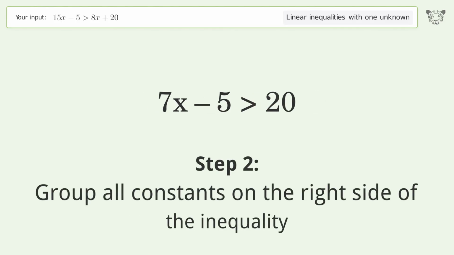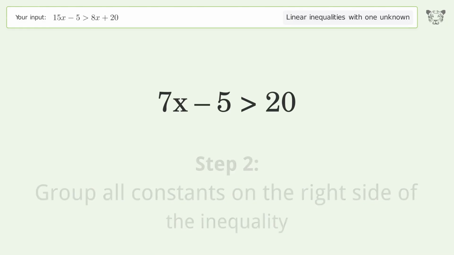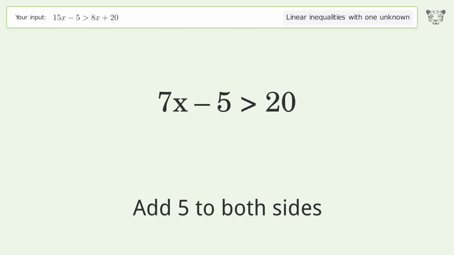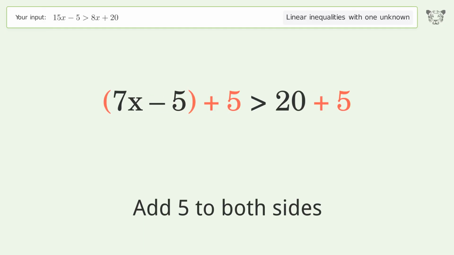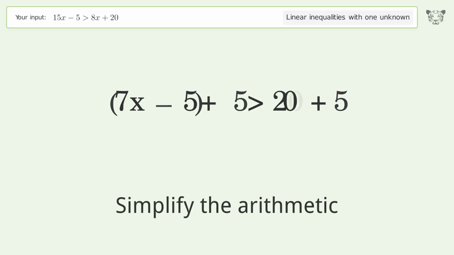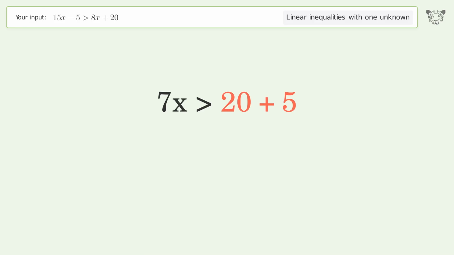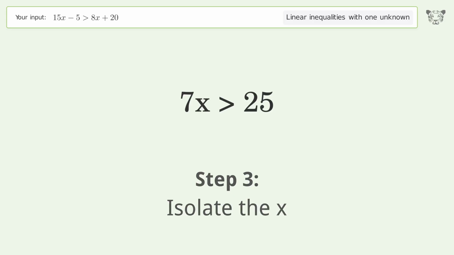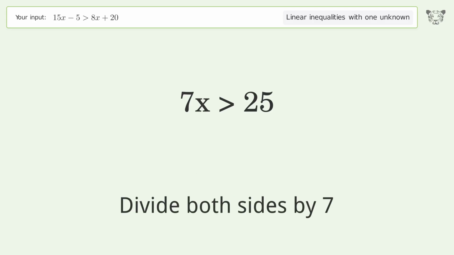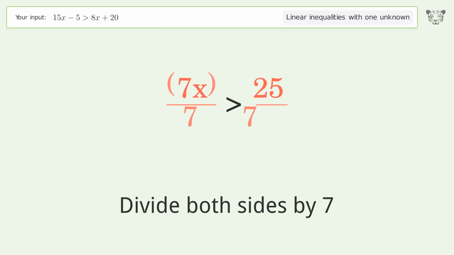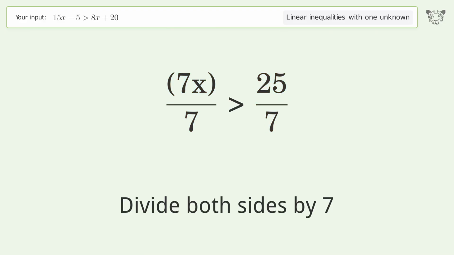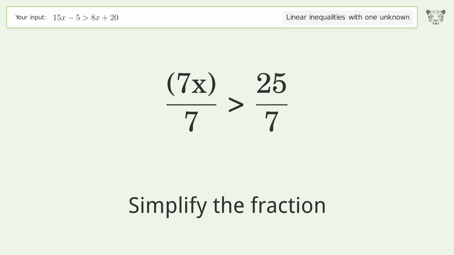Group all constants on the right side of the inequality. Add 5 to both sides. Simplify the arithmetic. Isolate the x. Divide both sides by 7. Simplify the fraction.